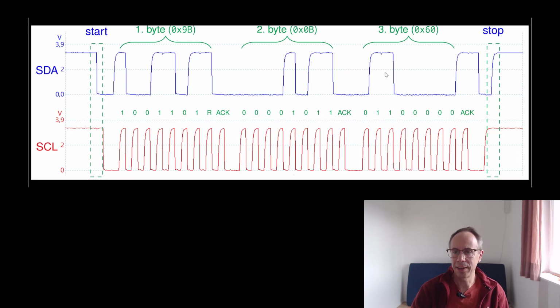Here is an example communication. You see how it looks with an oscilloscope here. This is communication with the LM73. You're seeing here the start condition, the first bytes, and then the sensor sending 2 bytes, which are the temperature, for example.